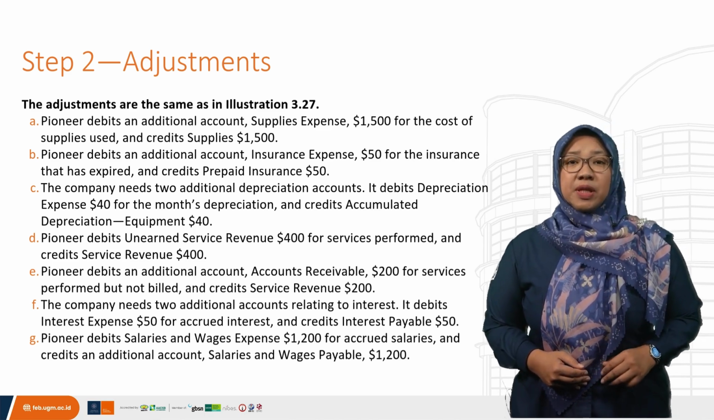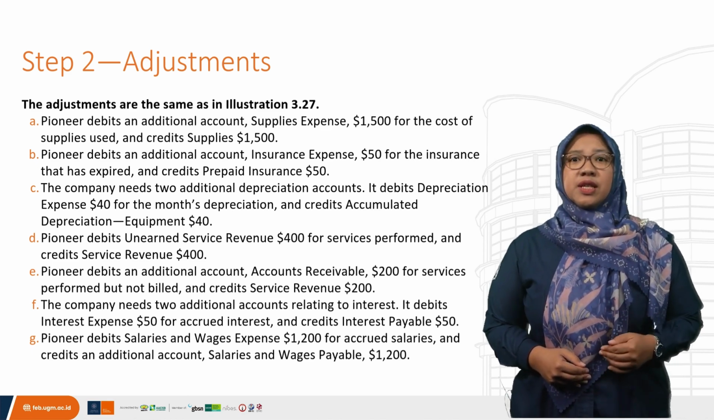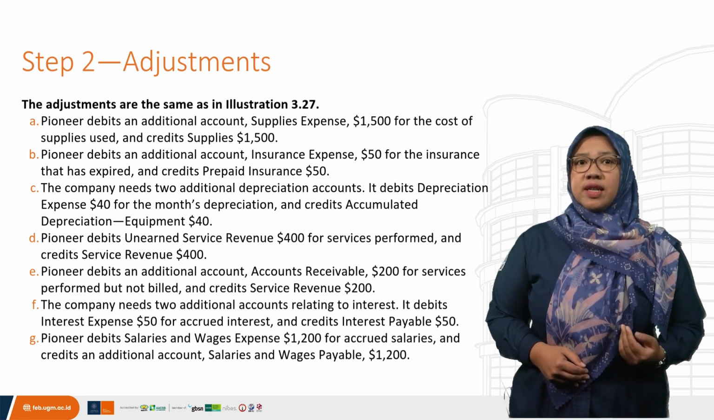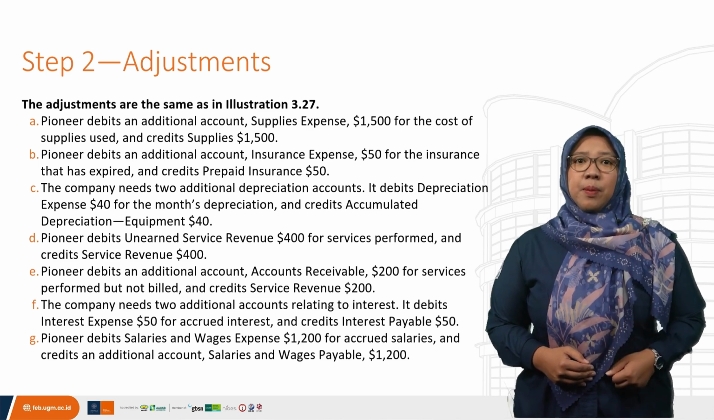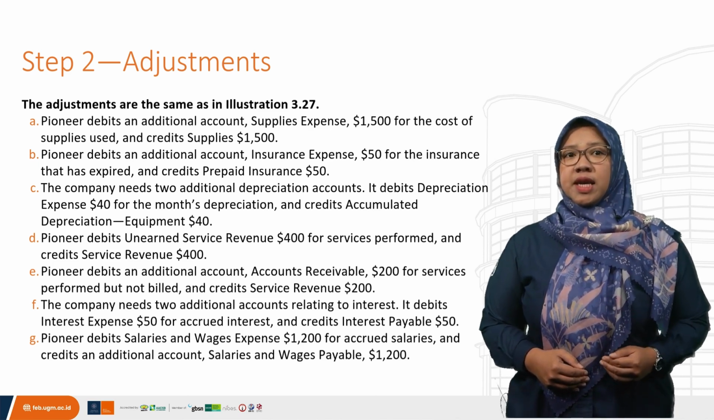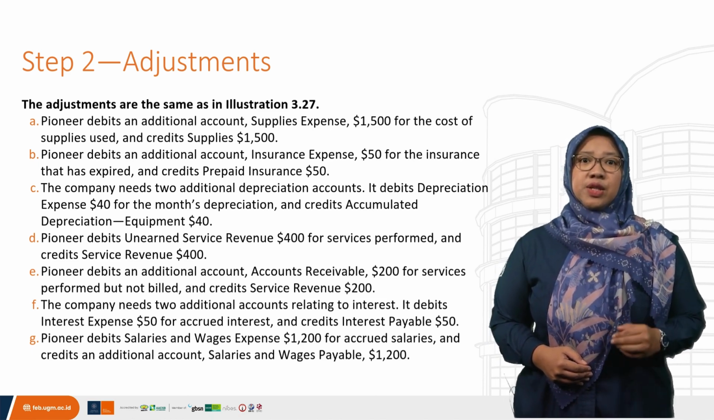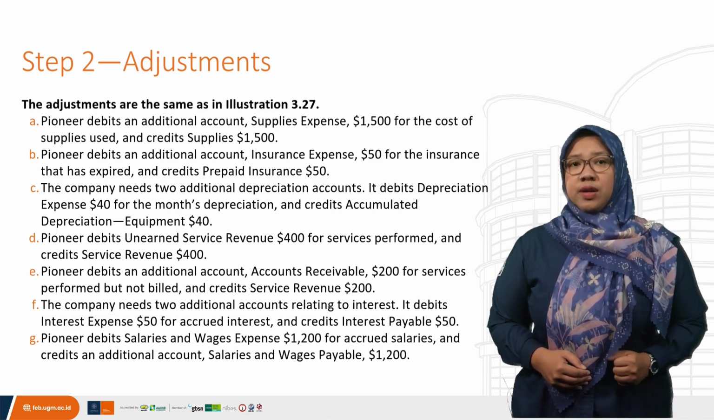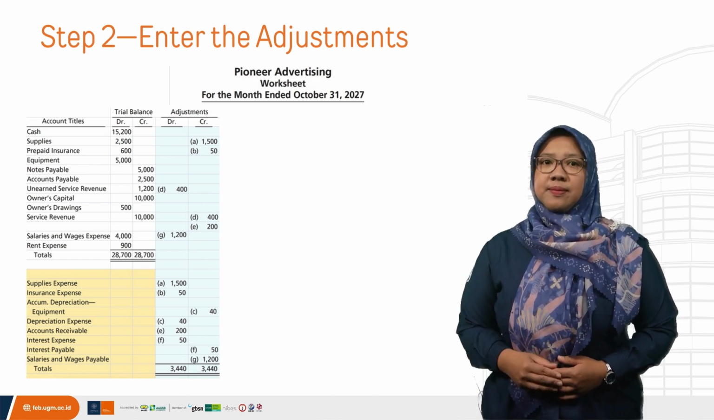Sixth, the company needs an additional account relating to the interest. It debits interest expense $50 for accrued interest and credits interest payable $50. Lastly, Pioneer debits salaries and wages expense $1,200 for accrued salaries and credits an additional account, salaries and wages payable, for $1,200.